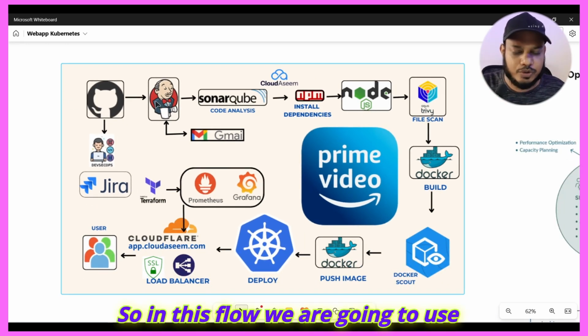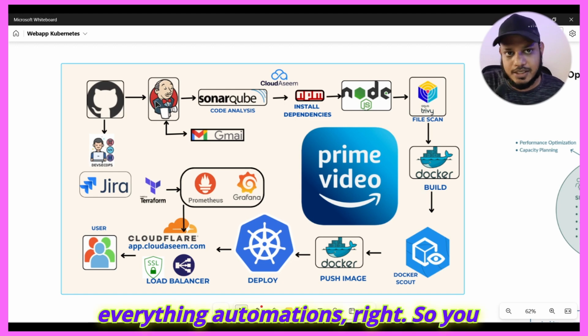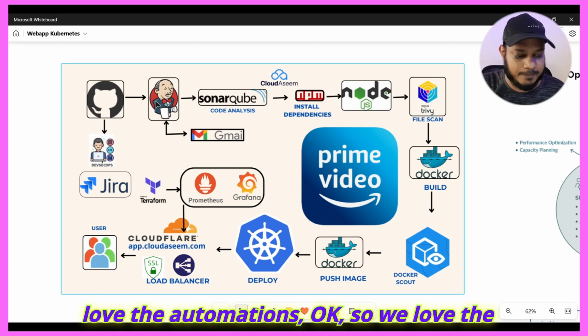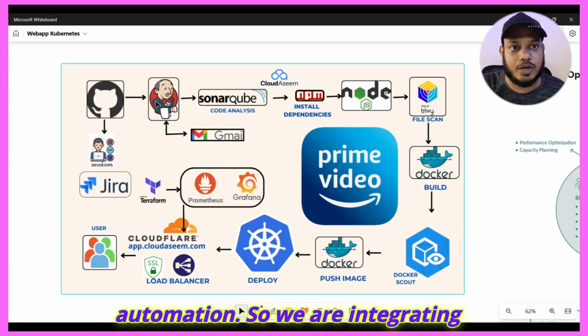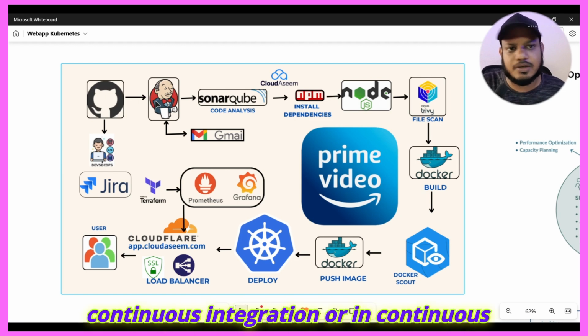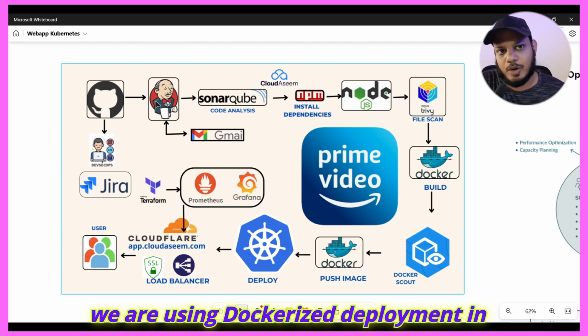In this flow, we are going to use Jenkins as a CI/CD tool in order to automate everything. You know very well that as DevOps engineers, we love automation. So we are integrating everything like CI/CD, that means continuous integration and continuous deployment. For the deployment, we are using a Dockerized deployment in this project.